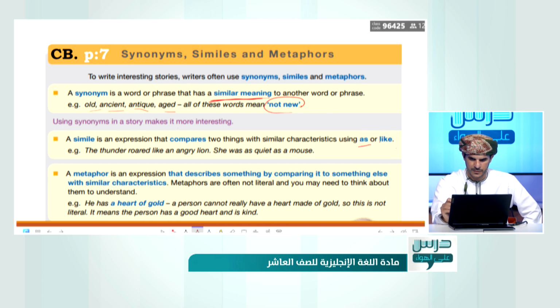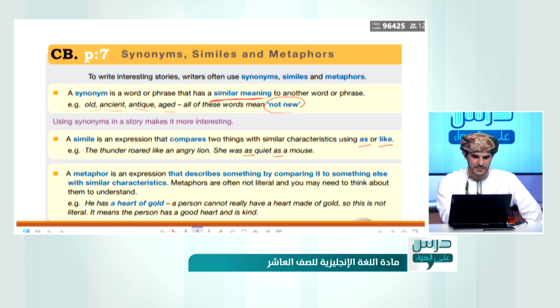So use as or like. The thunder roared like an angry lion. She was as quiet as a mouse. Very means what? Very quiet. You don't hear a voice of the mouse. So she is very quiet. Instead of saying she was very quiet, you can say she was as quiet as a mouse, to say that she is very, very quiet.